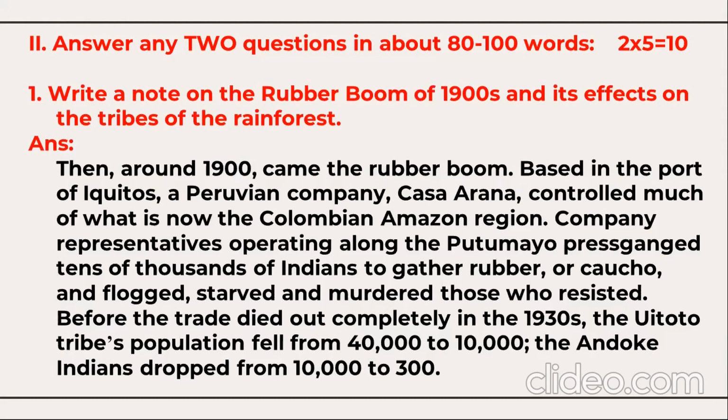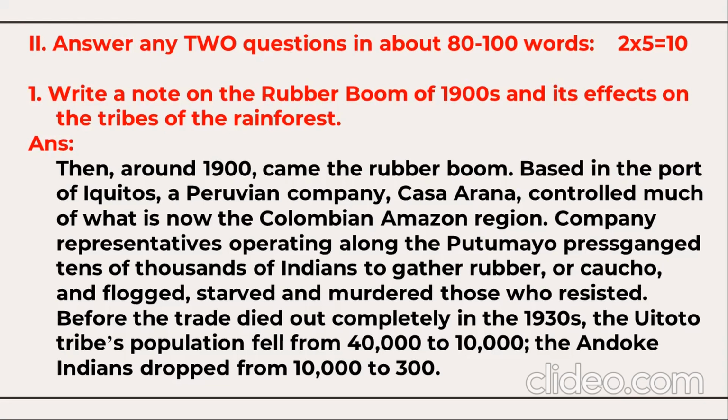Around the 1890s came the rubber boom. Based in the port of Iquitos, a Peruvian company, Casa Arana, controlled much of what is now the Colombian Amazon region. Company representatives operating along the Putumayo pressed tens of thousands of Indians to gather rubber, or caucho, and flogged, starved, and murdered those who resisted. Before the trade died out completely in the 1930s, the Uitoto tribe's population fell from 40,000 to 10,000 and the Andoke Indians dropped from 10,000 to 300.